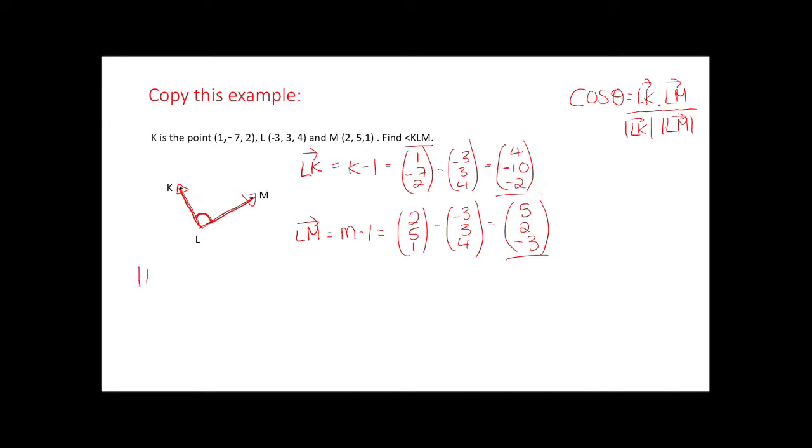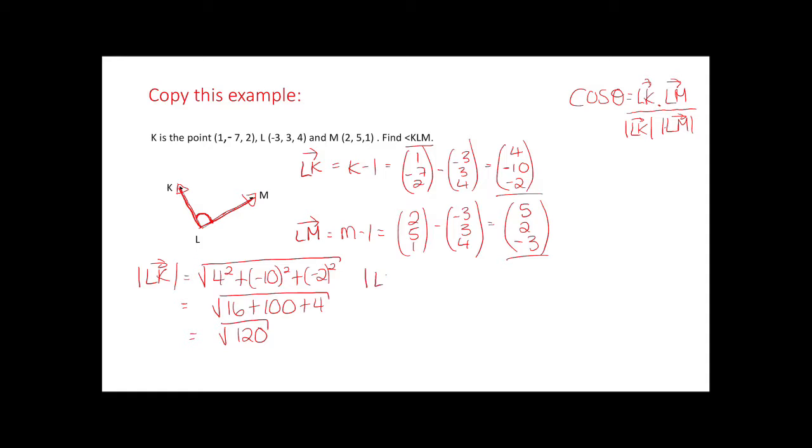So things that we need to know: the magnitude of LK. The magnitude of LK is going to be 4 squared plus negative 10 squared plus negative 2 squared. Always watch out for your negatives. So we've got 16 plus 100 plus 4, which gives us root 120. So the magnitude of LK is root 120. We need to do the magnitude of LM. The exact same way, 5 squared plus 2 squared plus negative 3 squared. That's going to give us root 25 plus 4 plus 9, which gives us root 38.